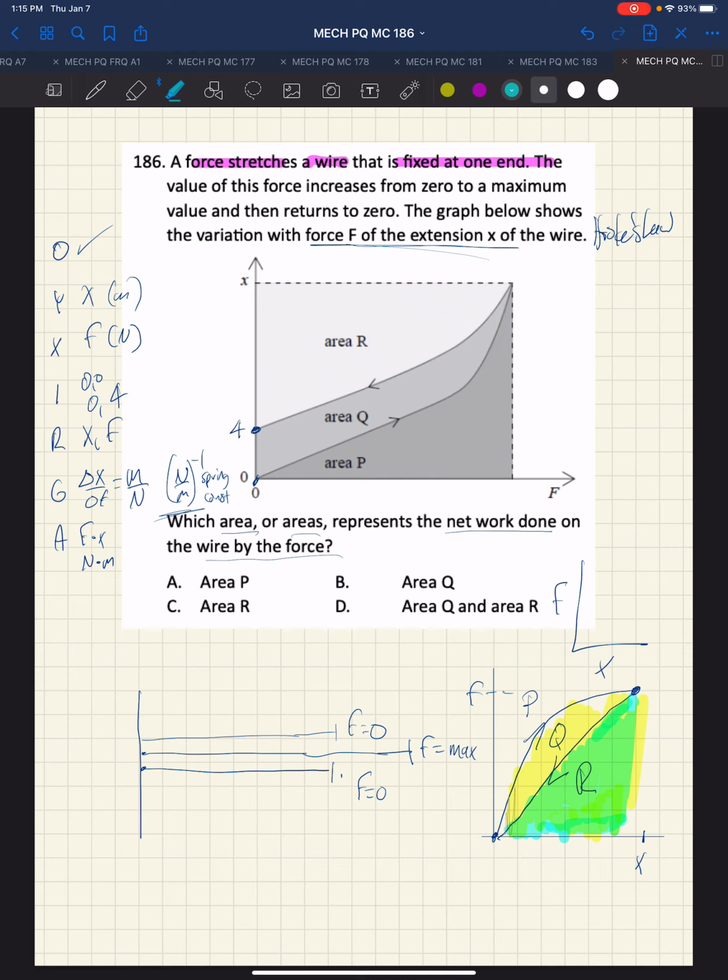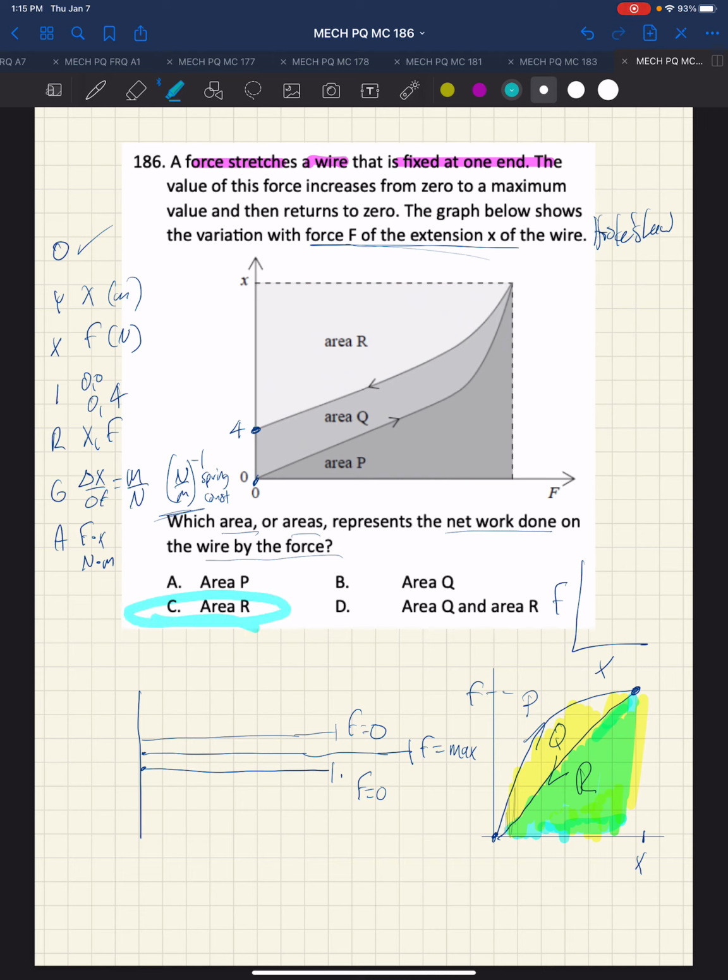We might have done that work along the PQ boundary, but it's the return value that shows us the work that we actually did on the spring. So we think it's area R.